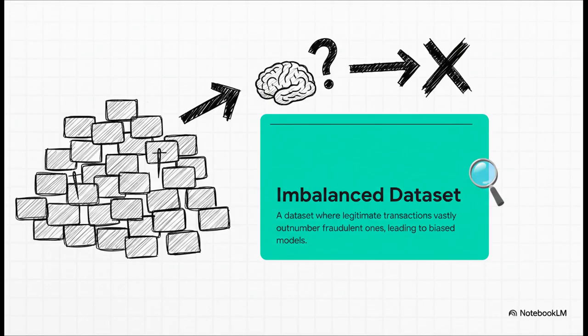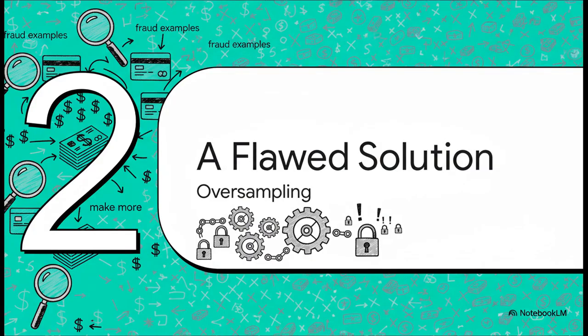So if you train an AI on this data, it naturally gets biased. It becomes an absolute expert at saying, yep, that's a normal purchase, but it's pretty terrible at spotting fraud because it's seen so few examples of it. So, the first idea that comes to mind seems pretty simple, right? If you don't have enough needles, well, just make more of them. This technique is called oversampling.